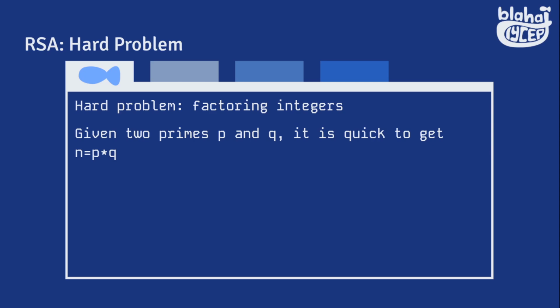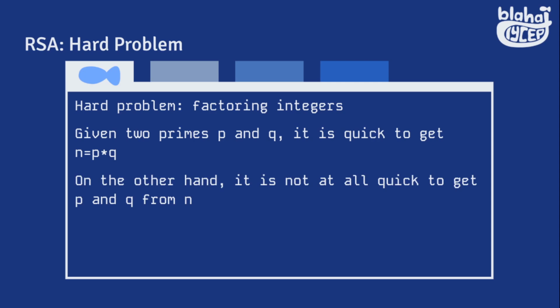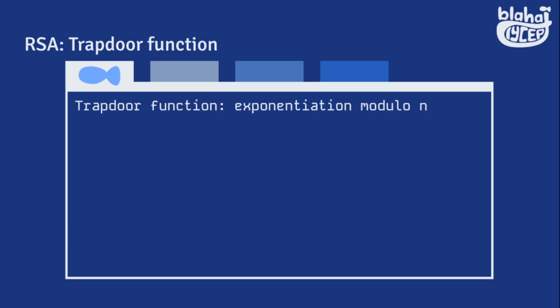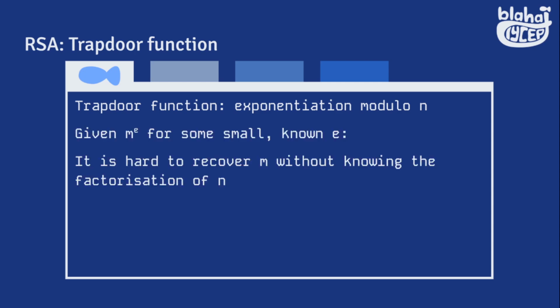It's very easy to get n equals p times q because you just need to multiply. But it is really hard to get p and q from n because it is really slow and takes a lot of computation, since you need to try a lot of values of p and q. As for the trapdoor function, it is exponentiation modulo n. So let's say we have n to the power of 3, or some small known e, could be 5, anything. It is hard to recover n without knowing the factorization of n. And so this trapdoor function depends on the security of our hard problem, which again is the factorization.